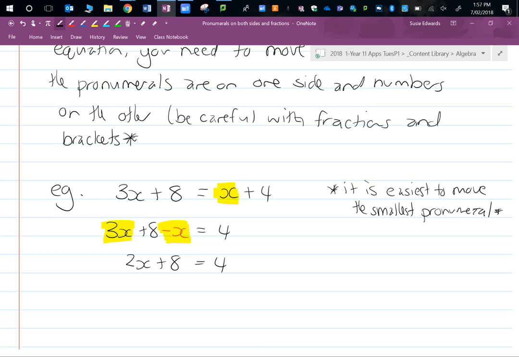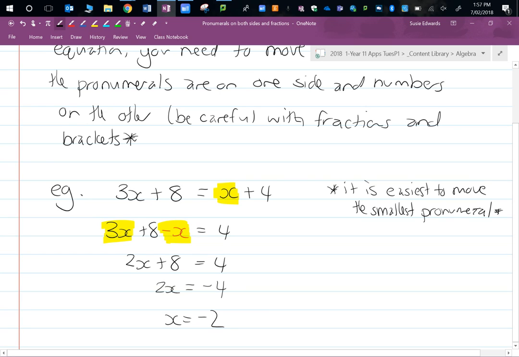So 2x plus 8 equals 4. What are we going to move? The 8. So we're going to move it and make it subtract 8. So we're going to end up with 2x equals -4. Now I'm doing the minimum amount of working out here. Okay, so you must at least show this. Then I'm going to move the 2, and we end up with x equals -2.